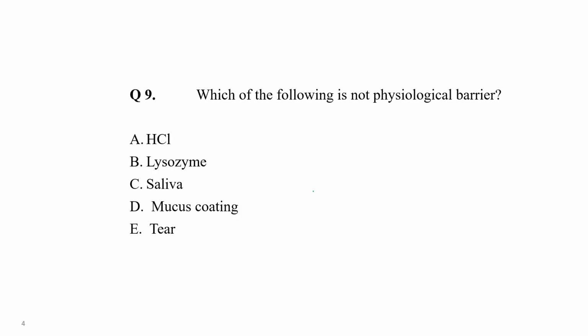Next question, question number 9. Which of the following is not a physiological barrier? HCl, hydrochloric acid, lysozyme, saliva, mucus coating, or tear? Again, a very important question. Just analyze all the choices and then tell me the answer. Whether it is HCl, lysozyme, saliva, mucus coating, or tear.